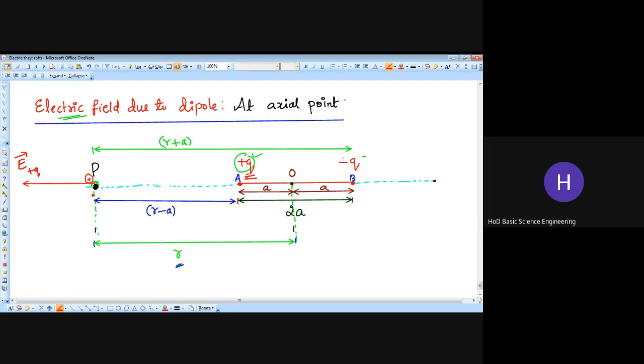Similarly, due to minus Q also, there will be some electric field at P. Now, what will be the direction? It will be in opposite direction. Why? Because charge direction is from positive to negative, right? Positive to negative. Therefore, plus unit test charge is positive, and here you have negative charge. Therefore, direction of electric field will be in opposite direction. Therefore, electric field due to minus Q is acting along this direction, that is E minus Q.